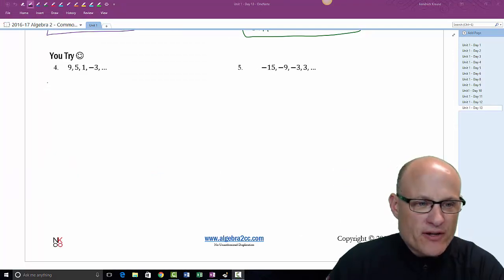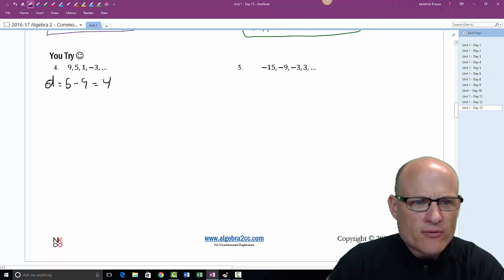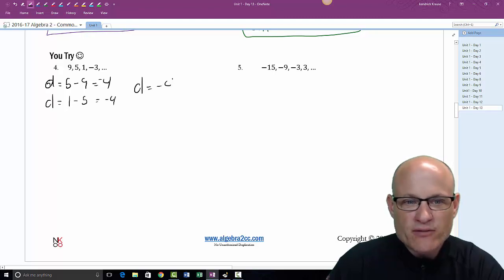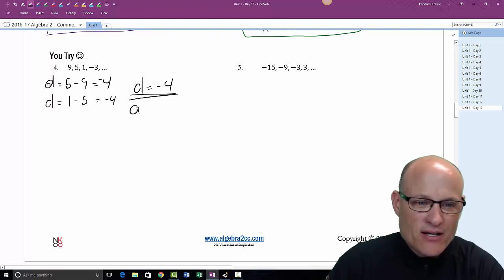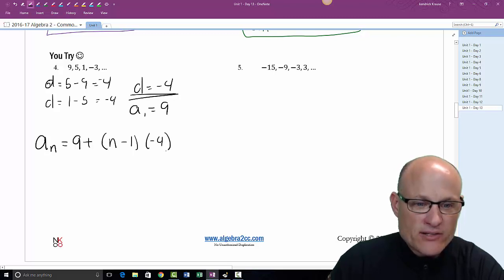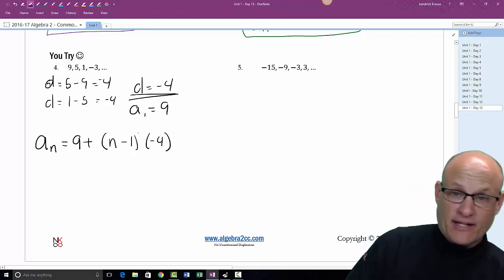So I hope when you did this, you found out the common difference. The D was equal to 5 minus 9, which is negative 4. Or the D is equal to 1 minus 5, which is negative 4. So D is equal to negative 4. And then a sub 1 is equal to 9. So my equation is a sub n equals 9 plus n minus 1 times negative 4. Now I said before you can leave it like that. Sure, let's leave it like that.